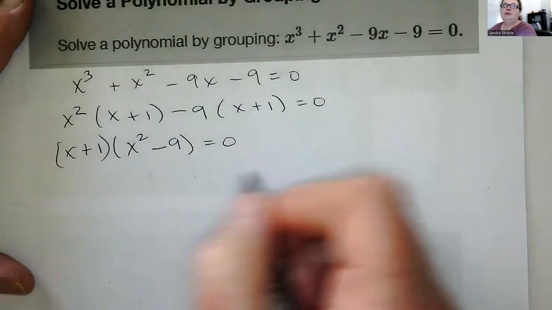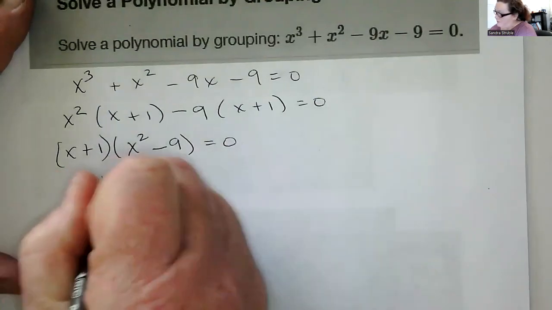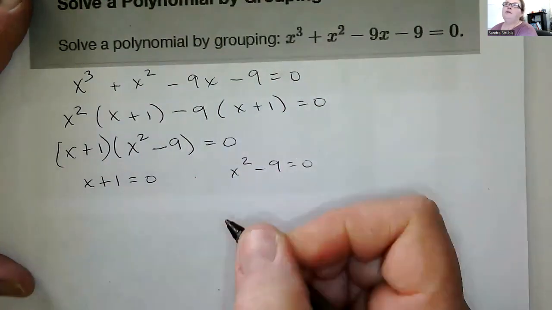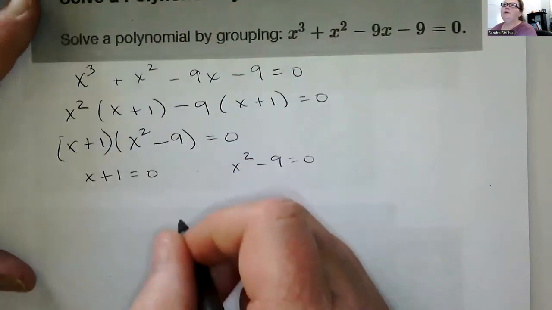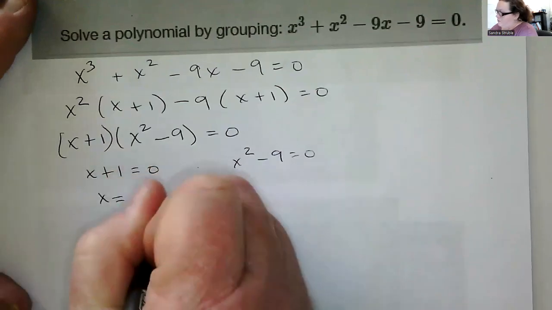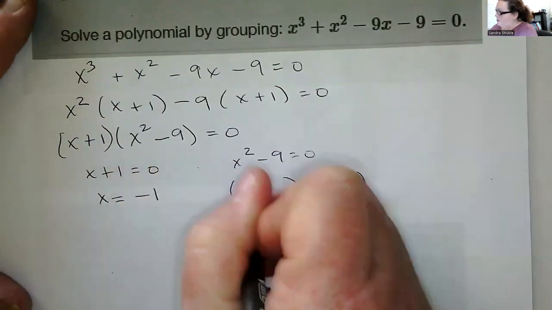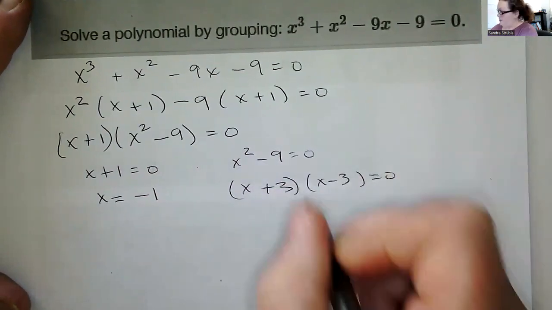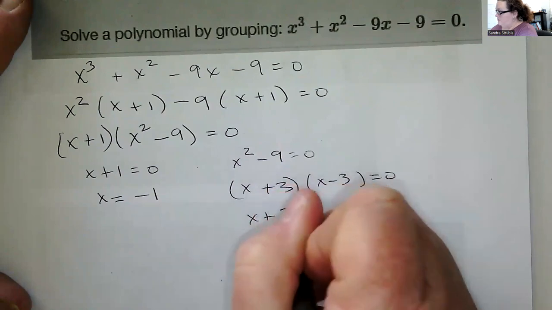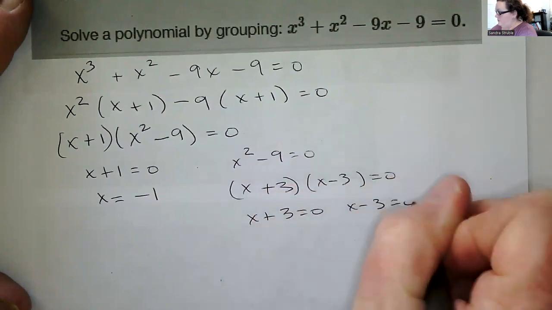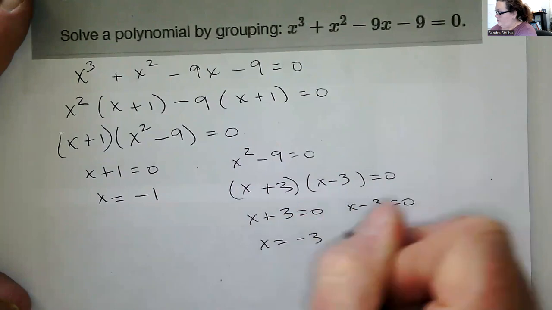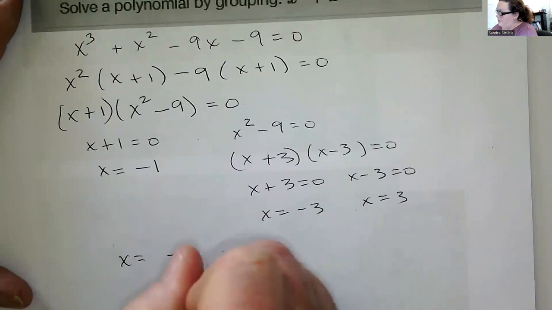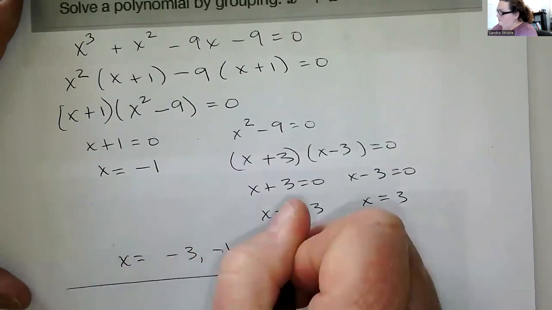Okay, let's set each of these equal to 0 and solve. The second one can be solved just like the last one in 2 different steps. I'm just going to do it by factoring this time. So x is equal to -1, and this breaks down into 2 parentheses, x plus 3 and x minus 3, difference of 2 squares. Set them equal to 0. So our answers are x is equal to -3, -1, and 3.